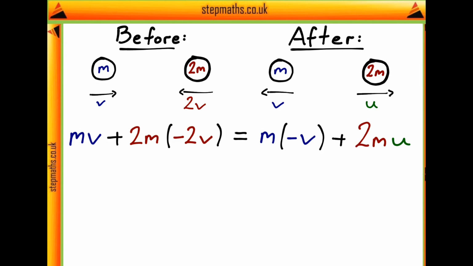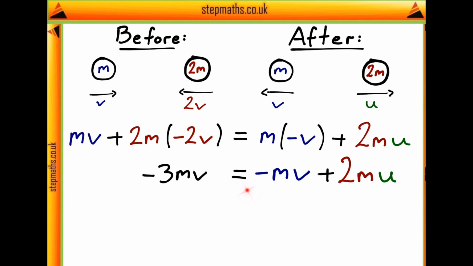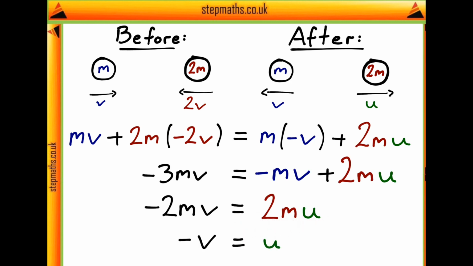We can go ahead and simplify this a little bit, and our left-hand side becomes minus 3mv, which is going to be equal to our right-hand side of minus mv plus 2mu. Then bring our minus mv over onto the left-hand side by adding. Then we get that minus 2mv is equal to 2mu, and therefore u is going to be equal to minus v. So the final velocity of our mass 2m is going to be v to the left in this direction. So both of our projectiles are going to actually move together at the same velocity v in the same direction.